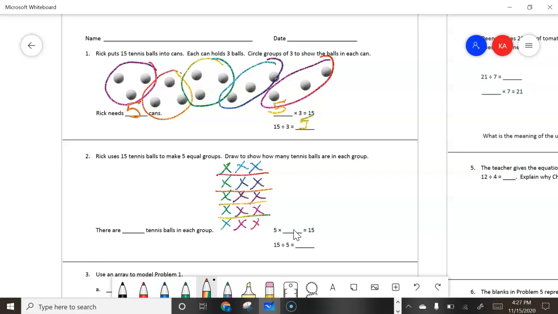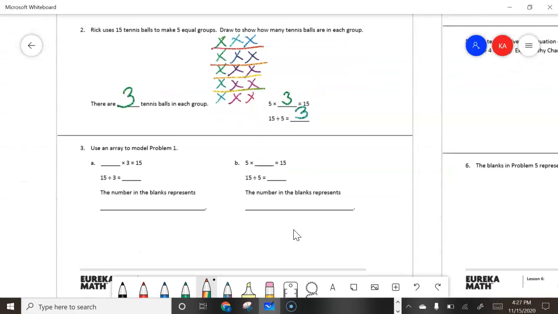Okay, so it says there are blank tennis balls in each group. There are 3 tennis balls in each group. 5 times blank equals 15. 5 groups of 3 in each group equal 15 tennis balls. 15 tennis balls divided by 5 groups equals 3 in each group. Remember how we talked about the 3 parts to our equations. The first part is how many groups, the second part is how many in each group, and the third part is the total. If you need to pause the video right now to go back and look at your problem number 2, this would be a good time.